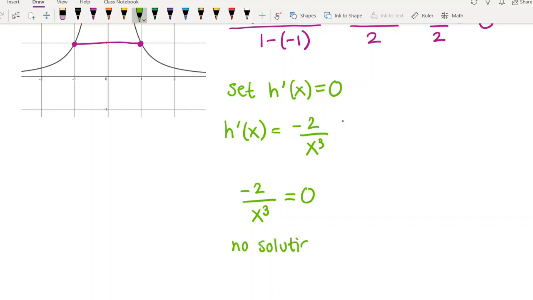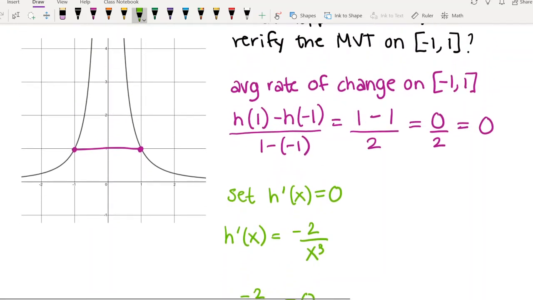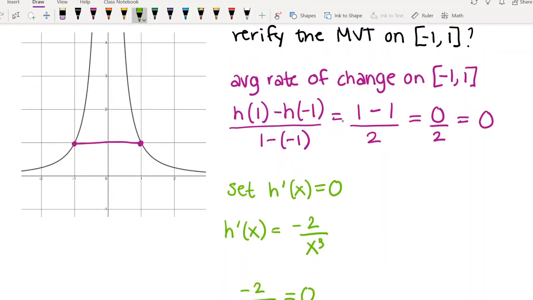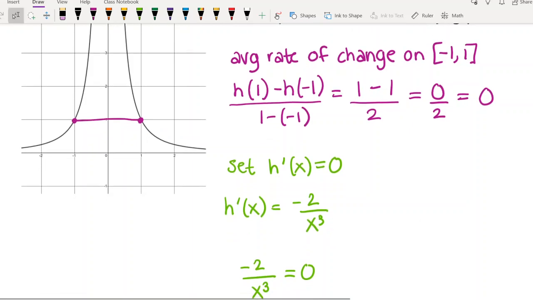And you can visually see that because when you look at the graph, there's no place between negative 1 and 1 where the slope is equal to 0, right? Because the slopes are very steep. They're never equal to 0. And actually there's nowhere on this graph, not even out here, where the slope is going to equal 0. It's going to flatten out the more it goes this way, but it's never going to actually be horizontal.